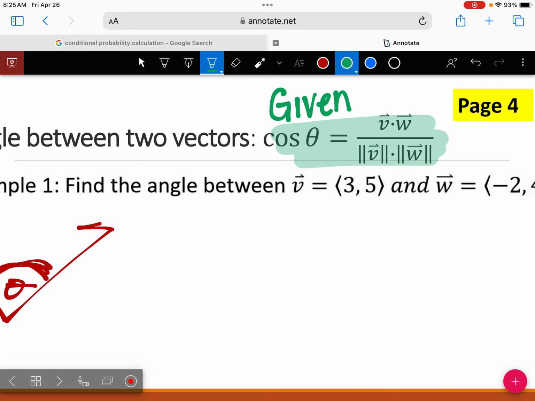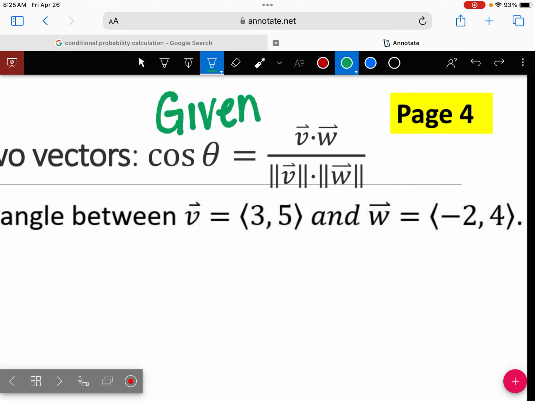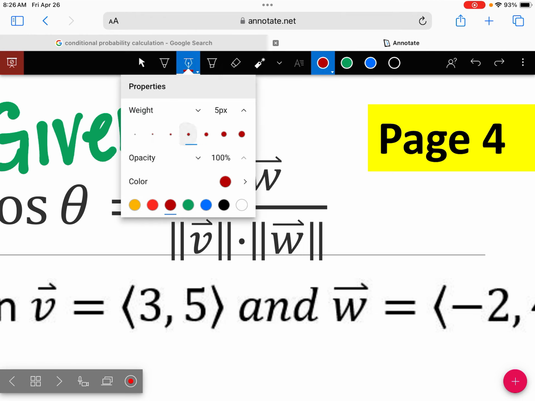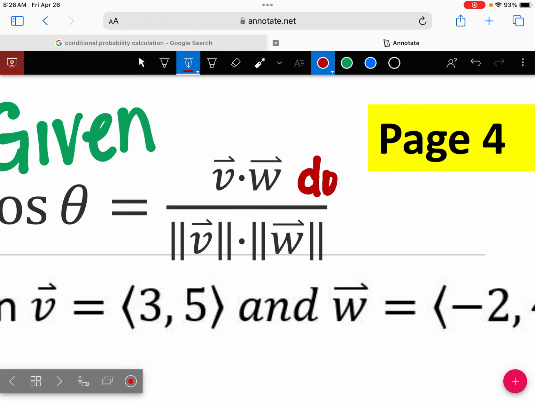But I wanna talk about the pieces of this formula so you'll know what it means. Again, this notation at the very top, see how it says V times W? That means that you're gonna use the dot product. So in the top, the first thing you're gonna do is find your dot product. And we're gonna multiply those two vectors together.